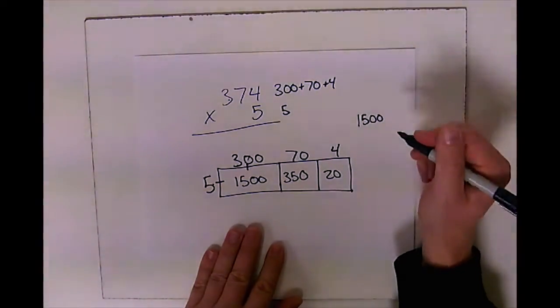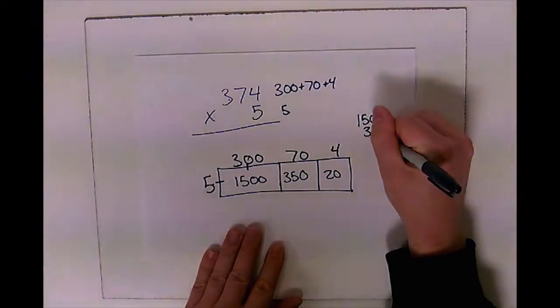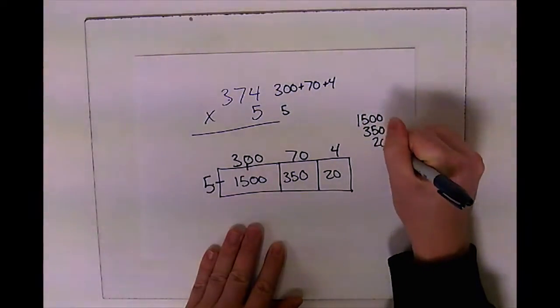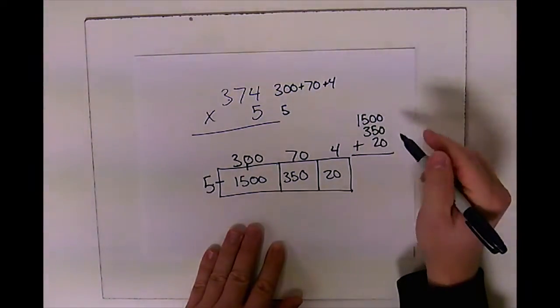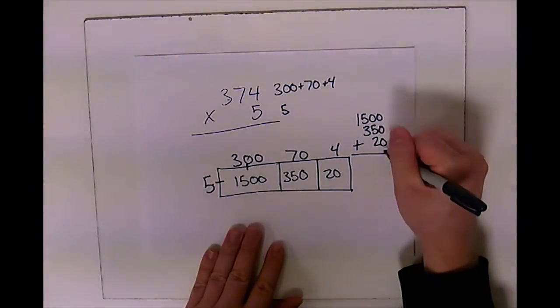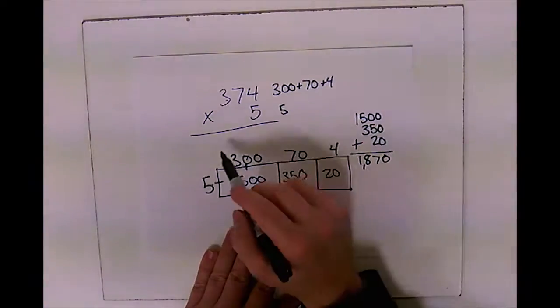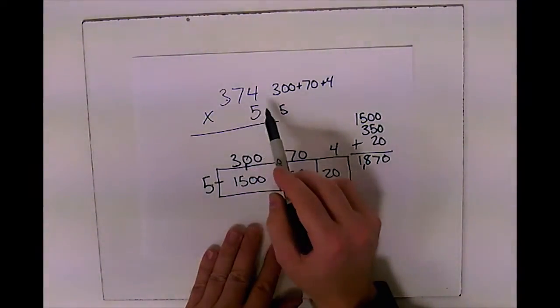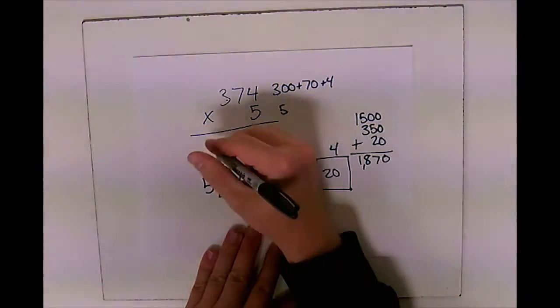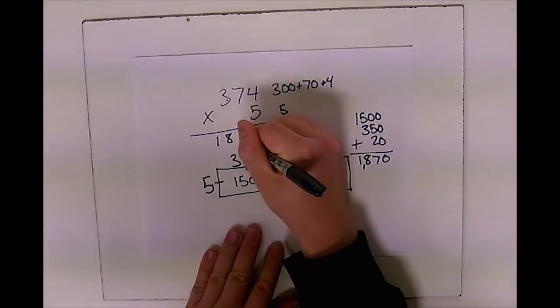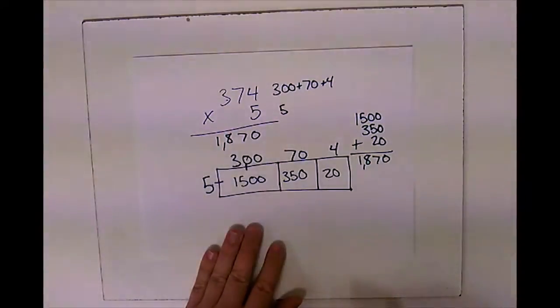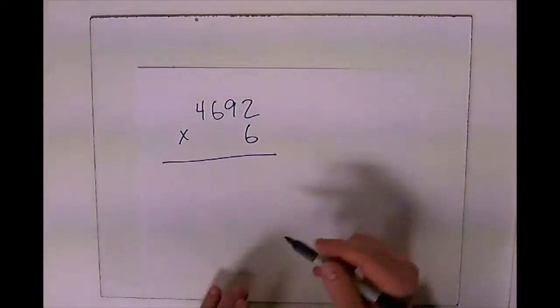Make sure you line them up according to their place values. So once I line them up, I'm going to add them. It's kind of like expanded form. I'm just going to go straight down and add these numbers. So 374 times 5 is equal to 1,817.